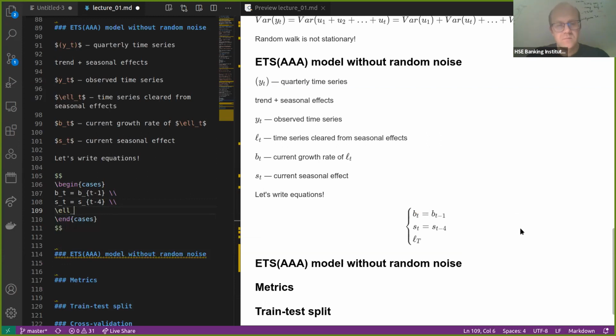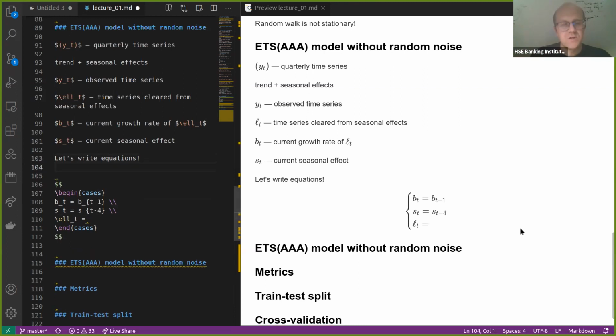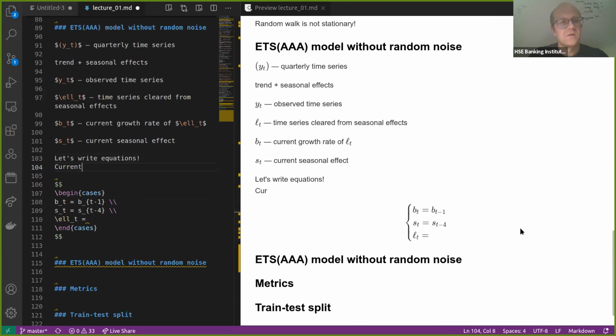LT is, how do we write equations? We express current value using past values. It's a dynamic system, so current values depend on the past values. We will add noise in 5 or 10 minutes, but to start simple to understand the logic of the model, let's write the equation. It's a dynamic system, so current values depend on past values. So in the left hand side we have current values, in the right hand side we have past values.